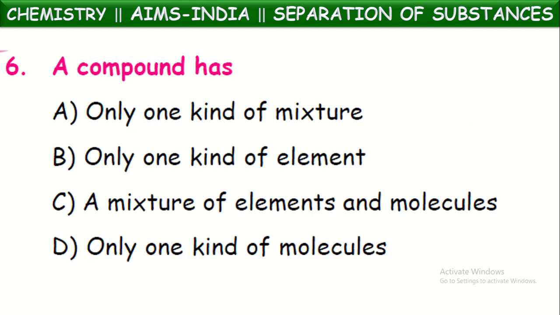Next, what is a compound here? A compound is only one kind of substance which contains only one kind of molecules in it. It might be made up of two or more different kinds of atoms, but finally it will have the same kind of molecules in it. So a compound will contain only one kind of molecules.